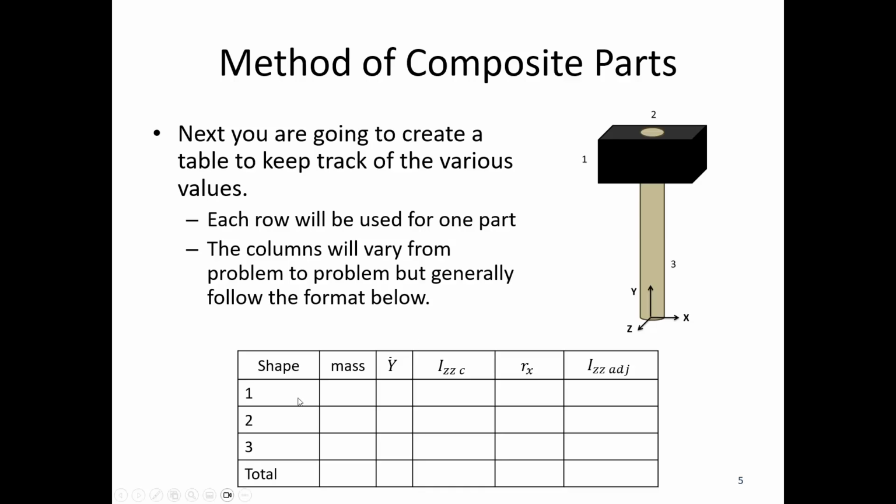For mass, what's going to be important with this is the height of the center of mass of the various pieces. Then I_ZZ,C is going to be the numbers that I'm looking up directly from my table. I'll need to plug in things like mass, height, and width from that. I'll need to know how far I'm adjusting it with the parallel axis theorem, and then finally the adjusted moments of inertia is the last column that I'm going to have.